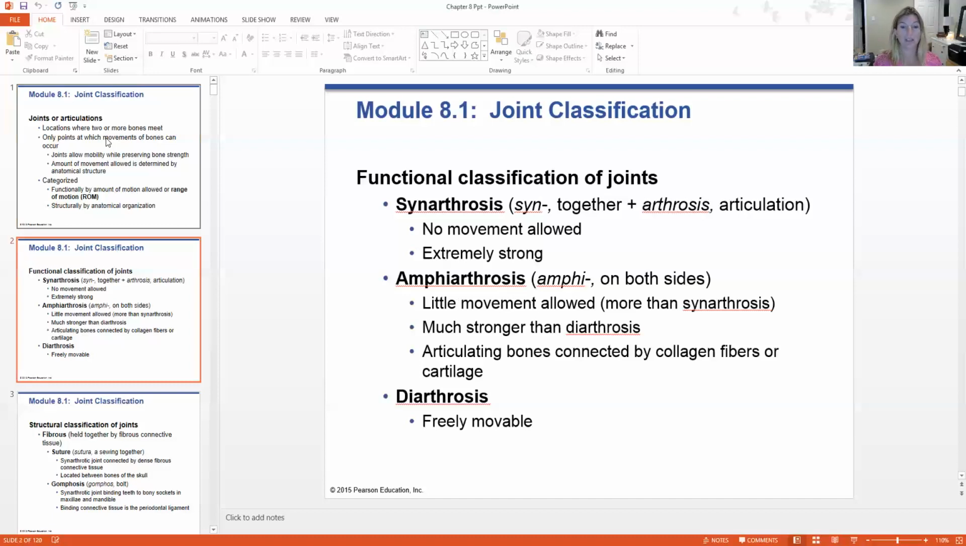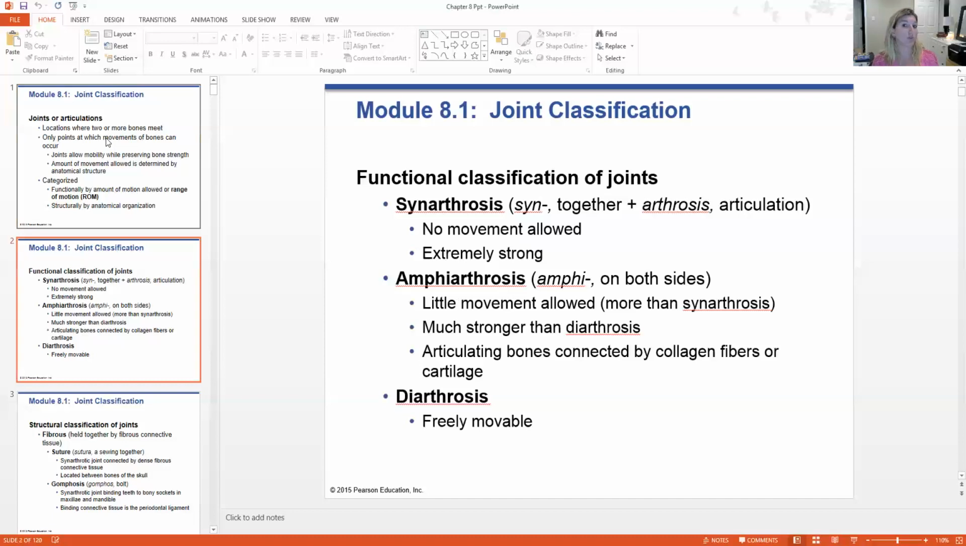Something like the sutures in your skull, those obviously are immovable and they're very strong joints. So again, there's this trade-off between movement and strength. So that's a synarthrosis, immovable.